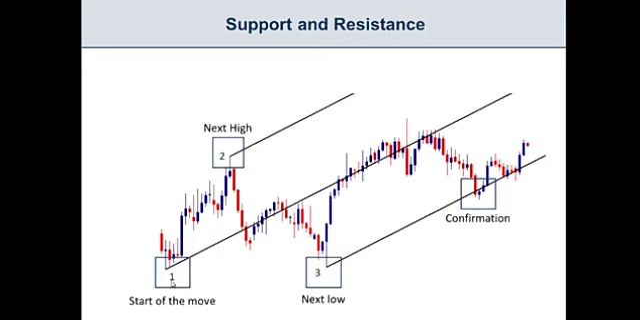So after we choose points 1, 2, and 3, the pitchfork is drawn, but we need price to test this line as support in an up move and as resistance in a down move for us to get confirmation that the pitchfork is in fact in play. Because if we draw the pitchfork and we don't get confirmation that it is correctly drawn, we are going to have fake setups and we are going to lose money, because we are going to think that the pitchfork is giving us hidden areas of support and resistance when in fact it is just drawn incorrectly.